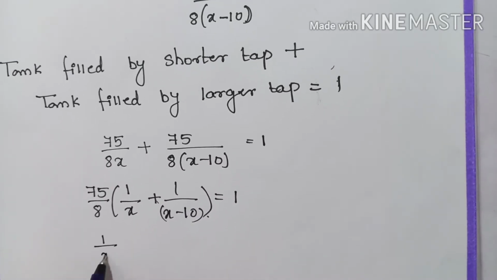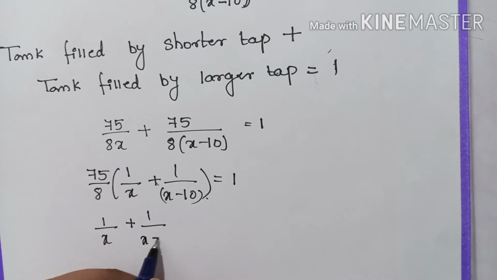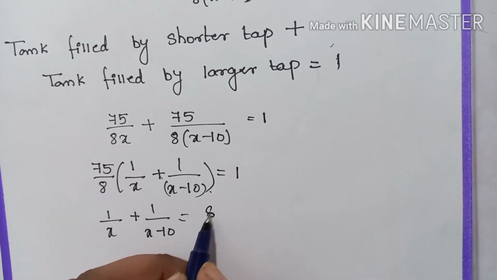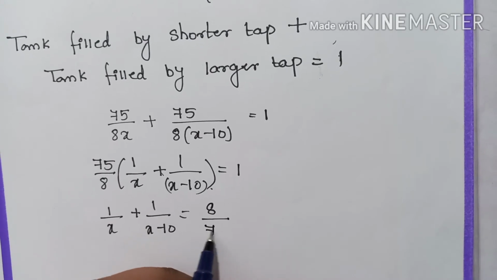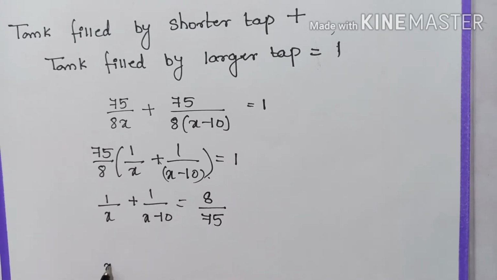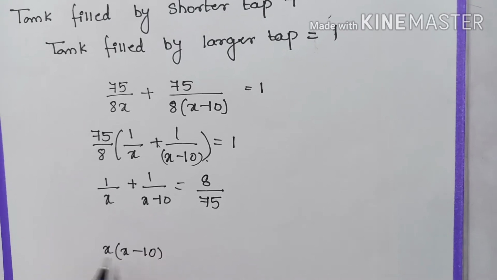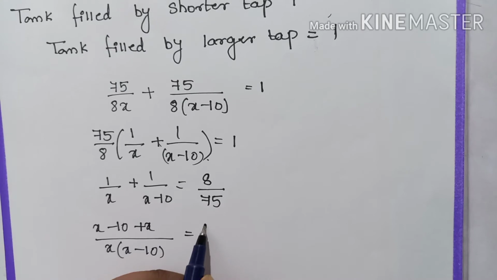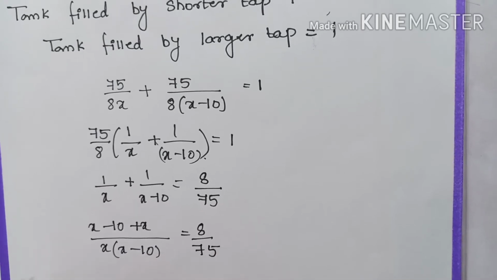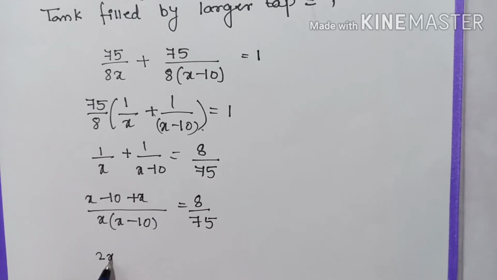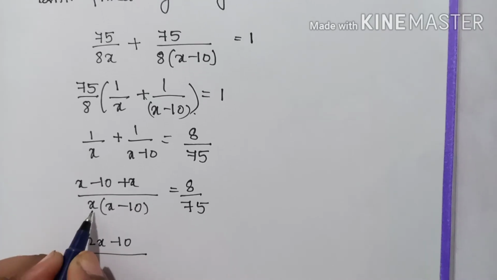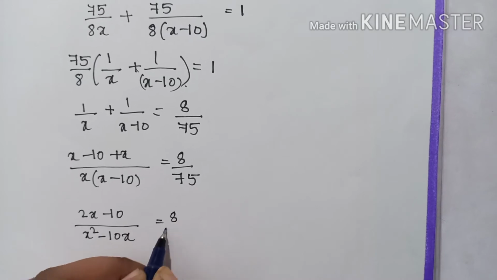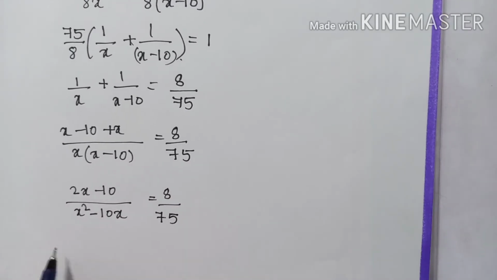Now for 1 by x plus 1 by x minus 10, taking 75 by 8 to the RHS gives us its reciprocal, which is 8 by 75. Now taking the LCM, x plus x minus 10 by x into x minus 10 equals 8 by 75. Now x plus x is 2x minus 10, and here x square minus 10x, equals 8 by 75.